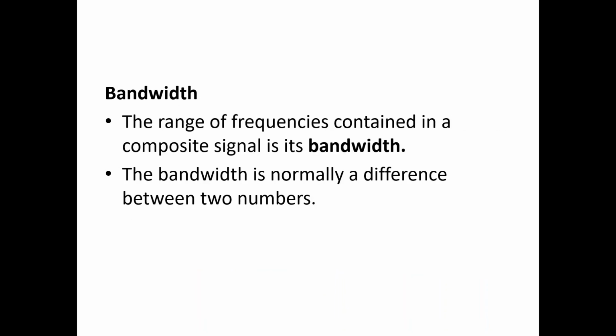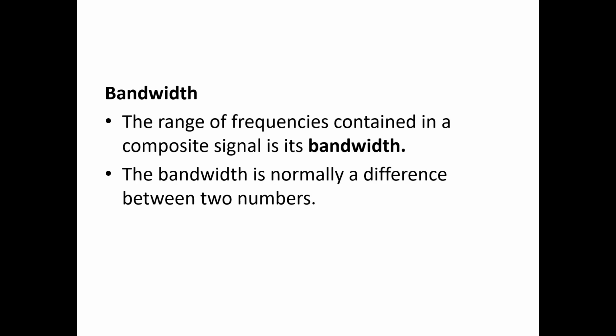We would have heard this word bandwidth a lot of times. Let us try to understand what bandwidth is. In simple terms, the range of frequencies contained in a composite signal is its bandwidth. The bandwidth is normally a difference between two numbers. Let me try to give you an example with respect to a signal.